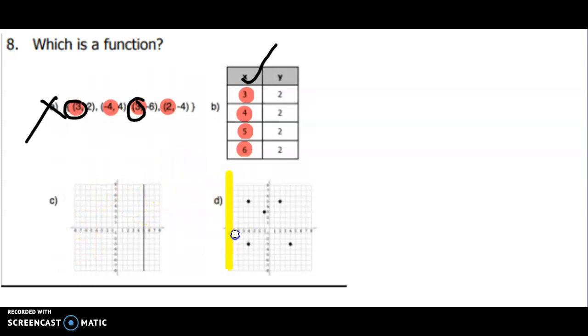In D, I can do the vertical line test. See how when I do this, both of those points would touch my pencil? That's because they have repeating x values of -4. So that cannot be a function either.